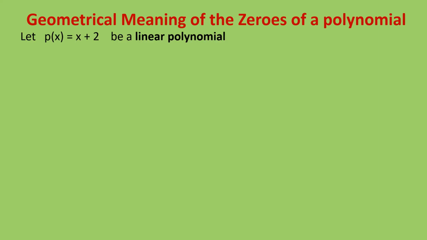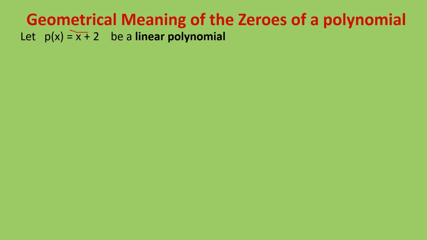So let's take one example. I have taken p(x) equal to x plus 2. So it is a linear polynomial, x plus 2. Now we have to first plot the linear polynomial on the graph, and then we have to find the zero of the polynomial because it is a geometrical meaning. If we have to find just the zero, directly we can find it.